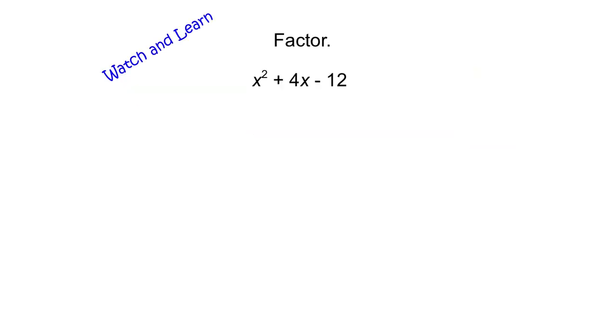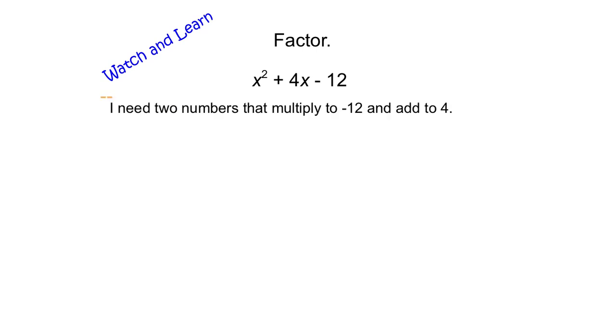Now I have a question that I'm going to factor, but it involves a negative sign. So you've got to be careful here. I'm going to follow the same process that I did before, but I'm going to keep an eye on this negative sign. So I need to find two numbers that multiply to negative 12 and add to positive 4. So just watch out. That negative sign belongs to the 12. It's a negative 12 I need to multiply to, and I need to add to a positive 4.